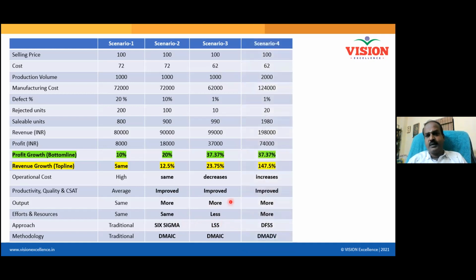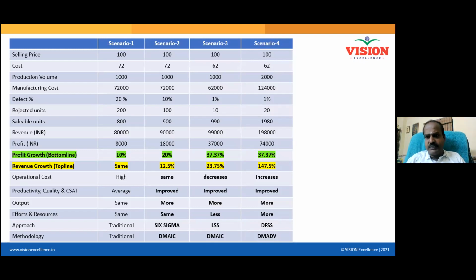Scenario number 4. Now your company wants to enhance the revenue, right? So what they are doing is, see here, the selling price is 100, everything is the same. Look at the production volume now. The production volume is now doubled. This is called capacity expansion. If you want to expand the capacity, probably you have to increase the resources, isn't it? Maybe you buy new machines, you hire new people, and that means an additional investment is definitely required. An investment of higher magnitude is now required.